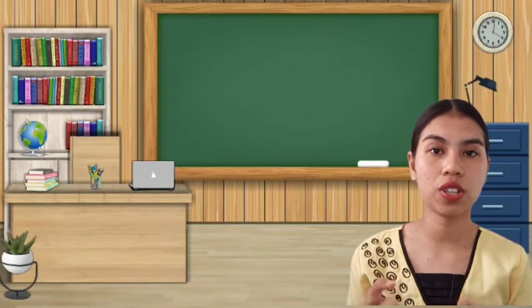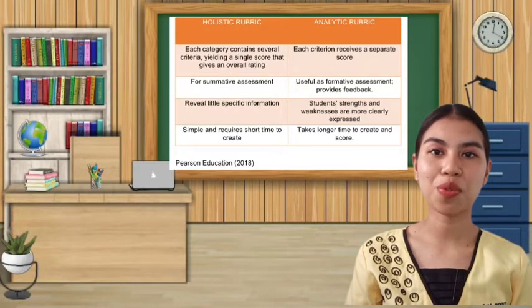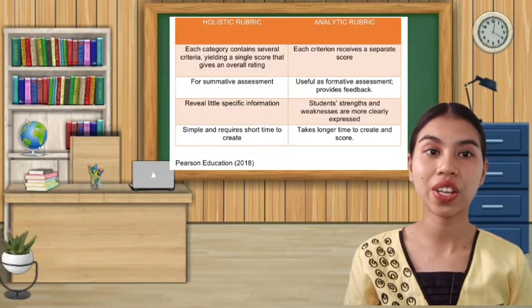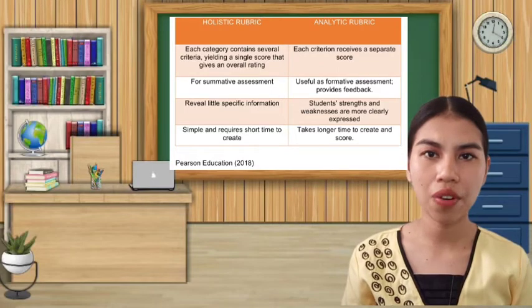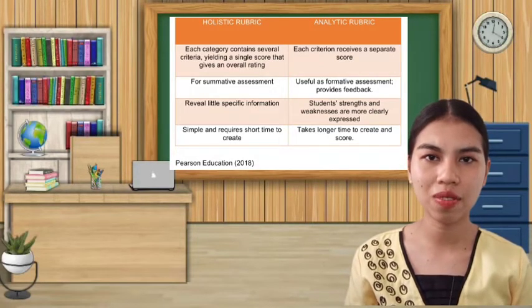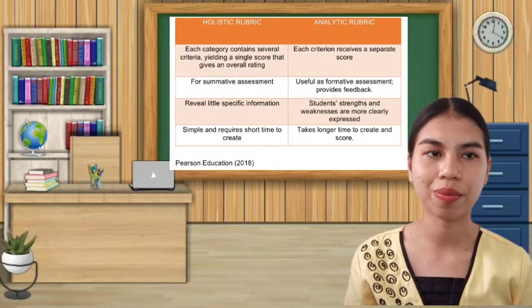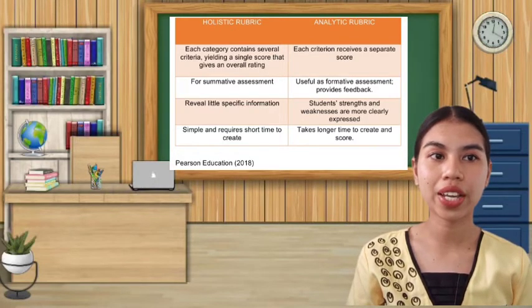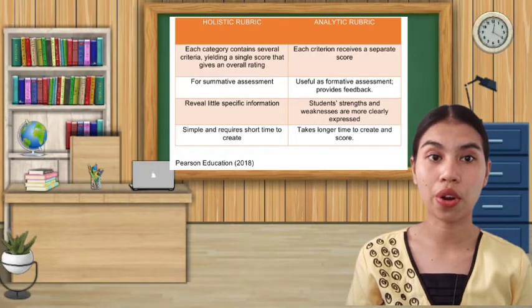Let us now go into the main purpose of this video, and that is to distinguish the difference between the holistic rubric and the analytic rubric. First, for the holistic rubric, each category contains several criteria yielding a single score that gives an overall rating. And for the analytic rubric, each criterion receives a separate score.